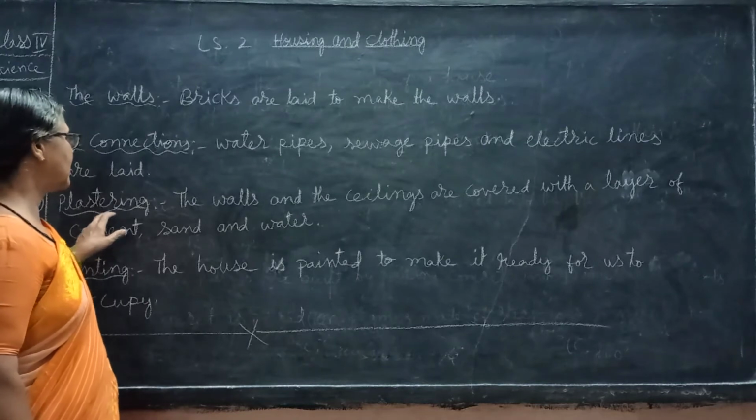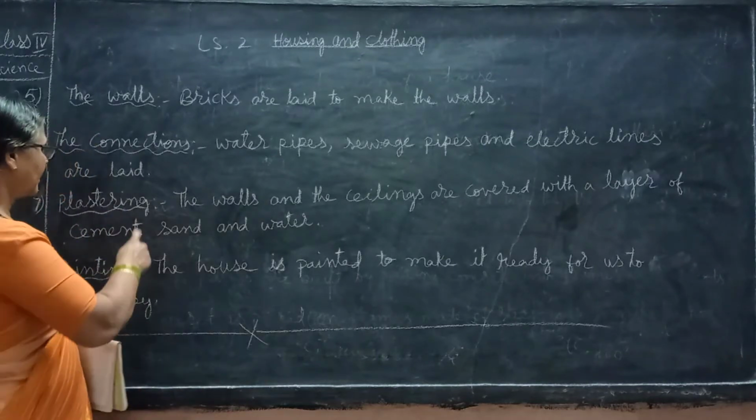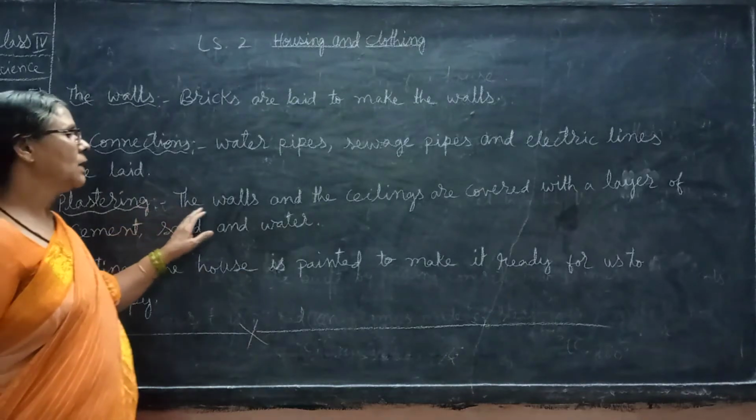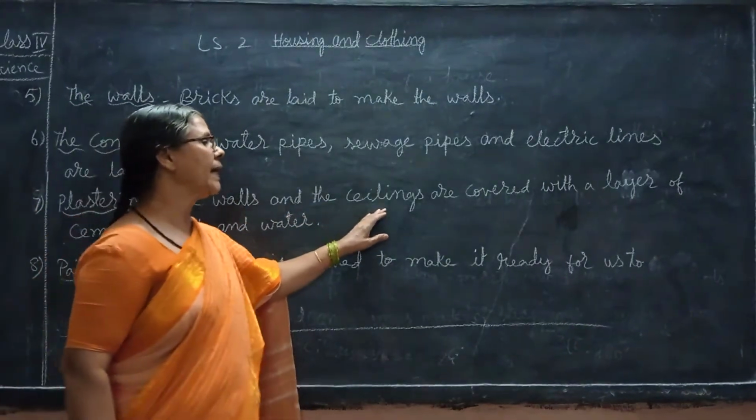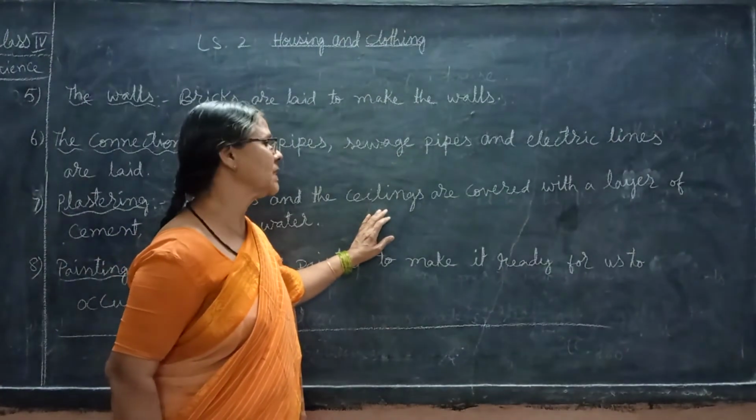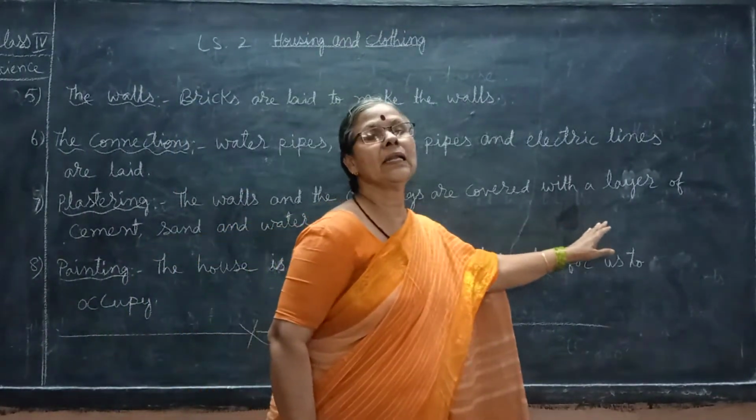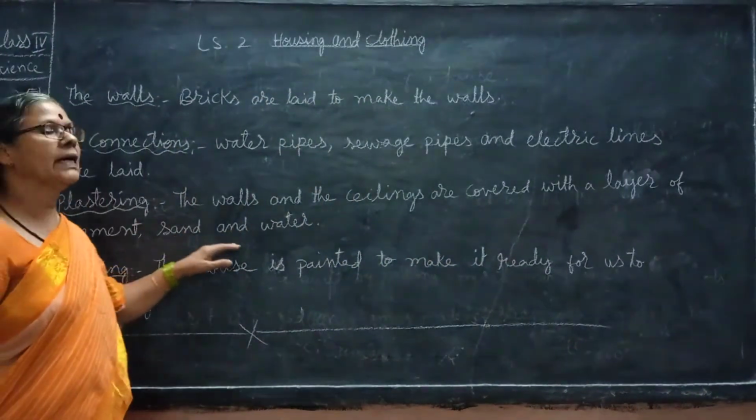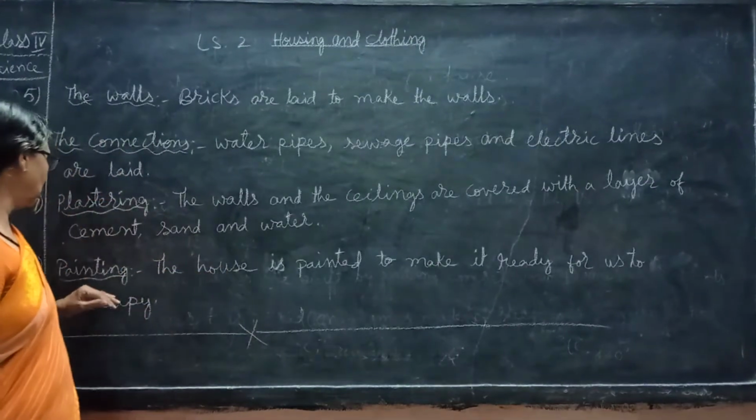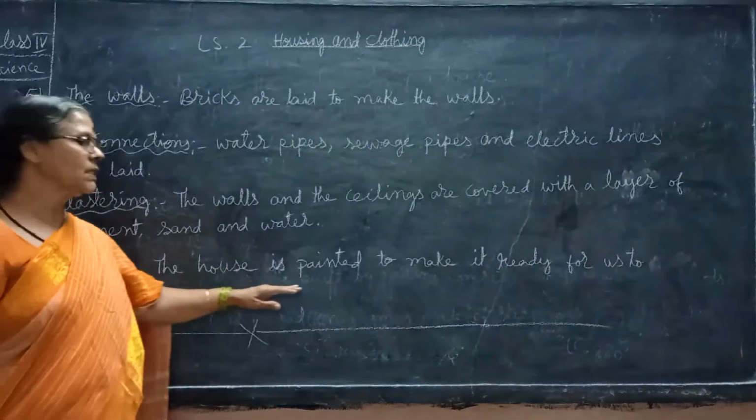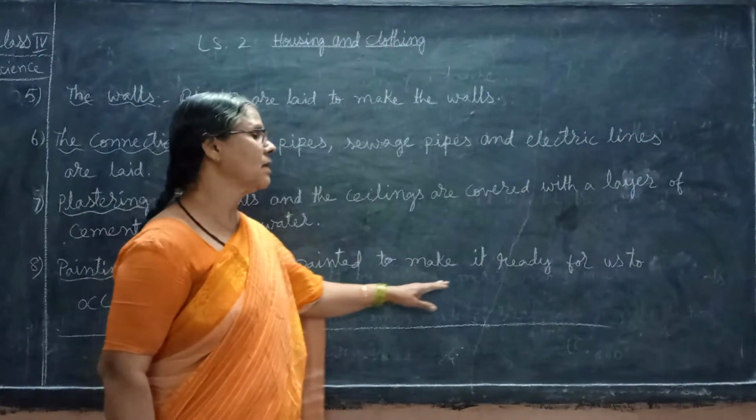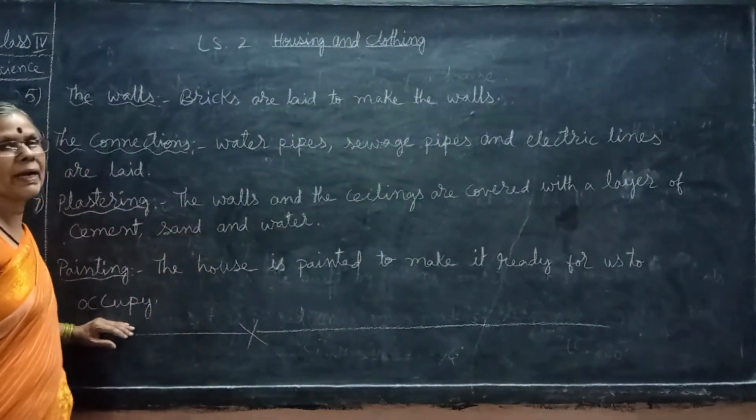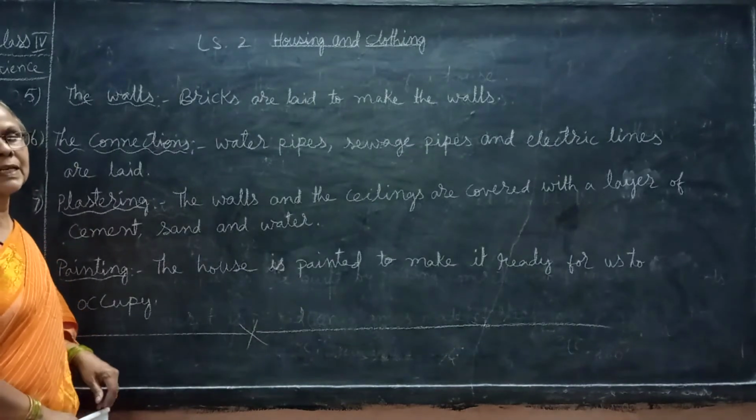Then the seventh stage is the plastering. Plastering: the walls and the ceilings are covered with a layer of cement, sand and water. Painting: the house is painted to make it ready for us to occupy. So these are the 8 stages.